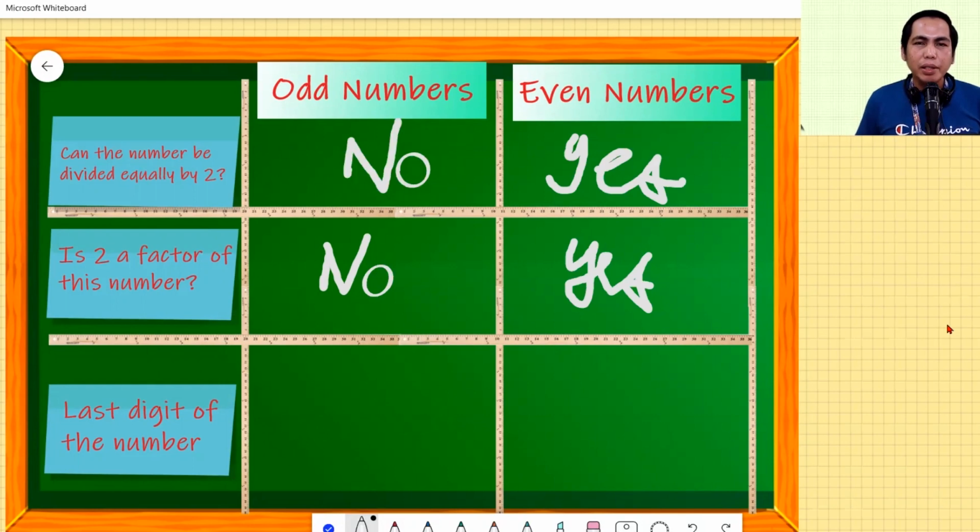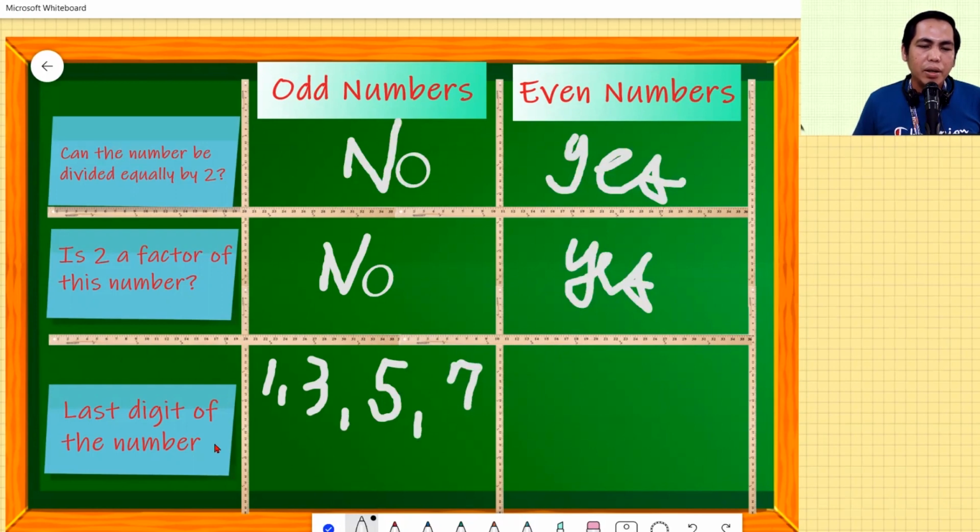Now, what if we have a larger number? How can we determine now whether it is an even number or an odd number? We don't need anymore to divide the number equally into 2 for us to test whether it is an odd or an even number. All we have to do is to look at the last digit of the given number. So, all odd numbers end with 1, 3, 5, 7, or 9. So any number that ends with 1, 3, 5, 7, or 9, they are all odd numbers.